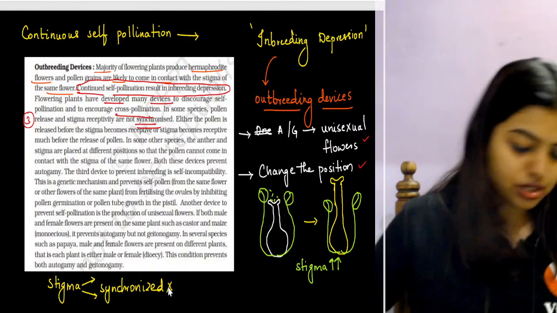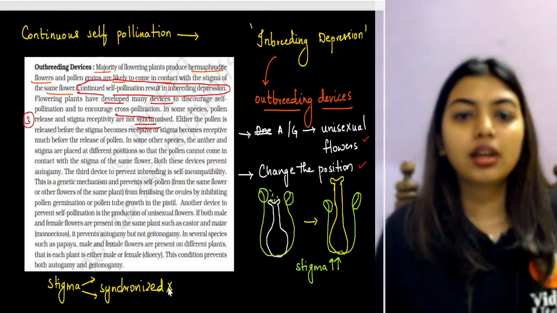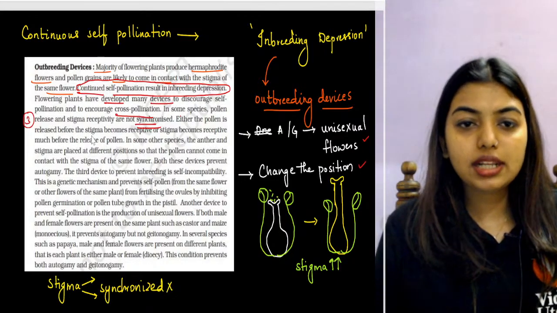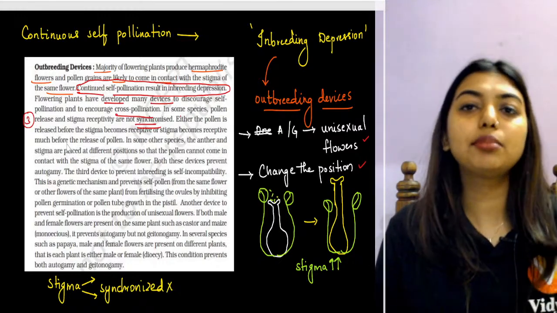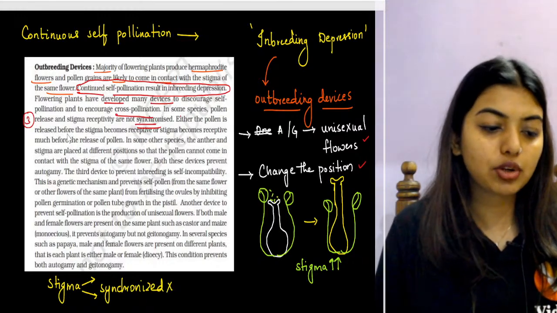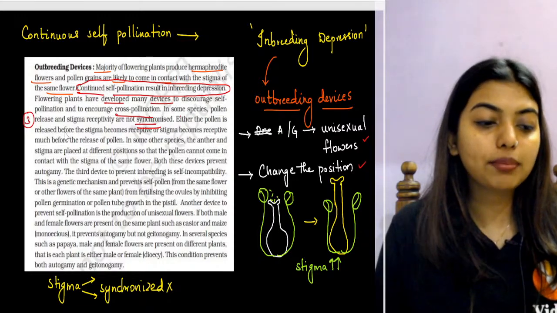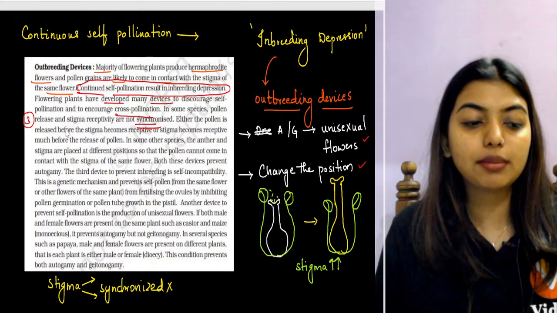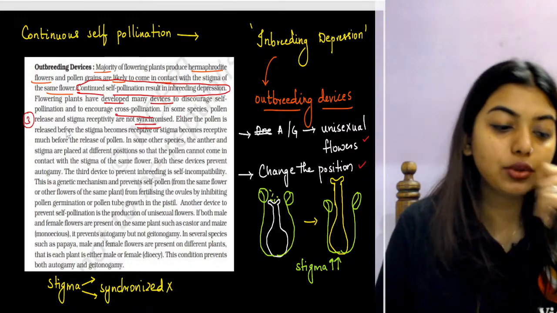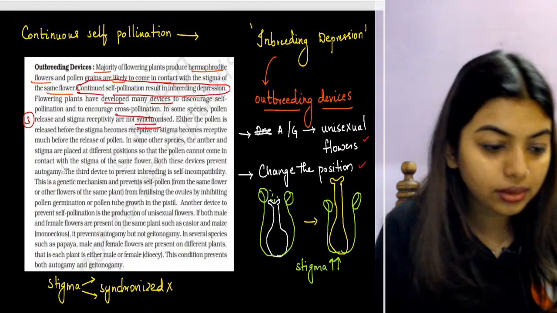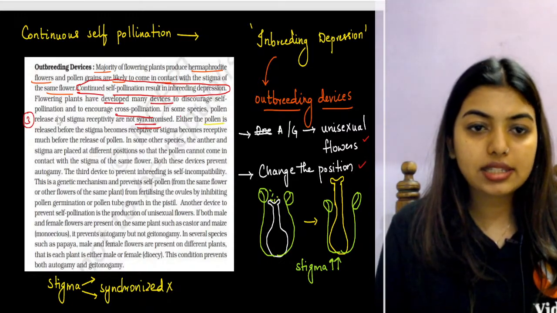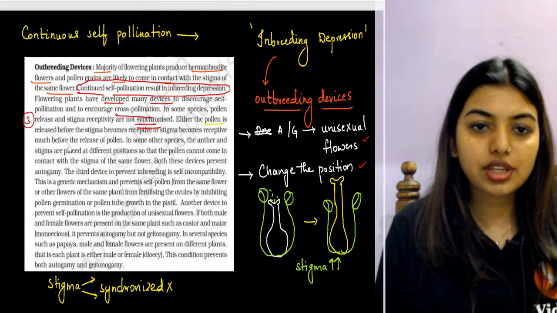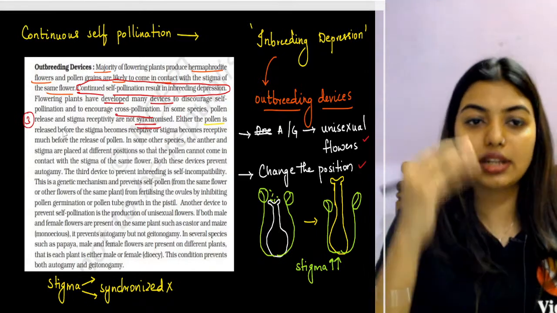So here, what is going to happen? Either the pollen grains are released before the stigma becomes receptive, or the stigma becomes receptive much before the release of pollen grain. That means both of them will not mature at the same time. Both of them will start maturing at different times, and this will lead to problems. So here receptivity and synchronization change.